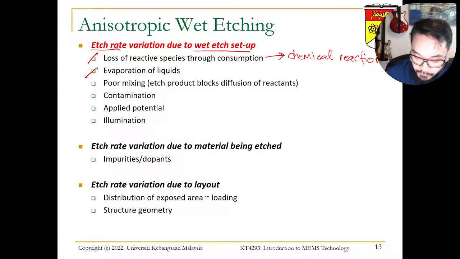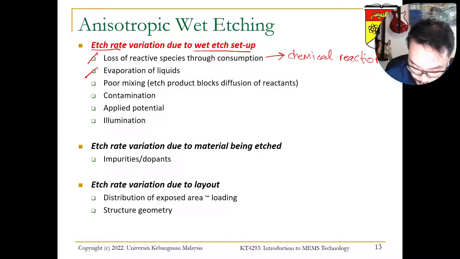And then evaporation of liquids. Of course, sometimes if you want to increase the chemical reaction, you want to increase the etching process, you increase the temperature a little bit. But one drawback of that is that the aqueous solution of your etchant can evaporate. So the water can evaporate away, making it more thick or more concentrated. So the more concentrated your liquid is, the etch rate can actually increase.